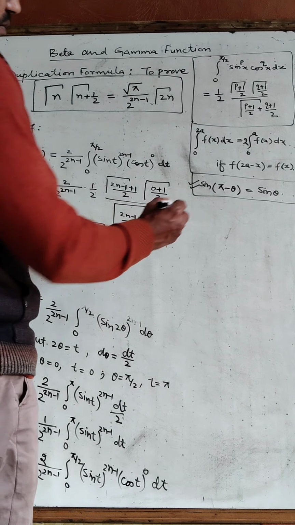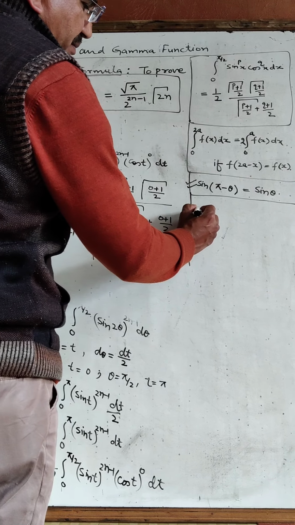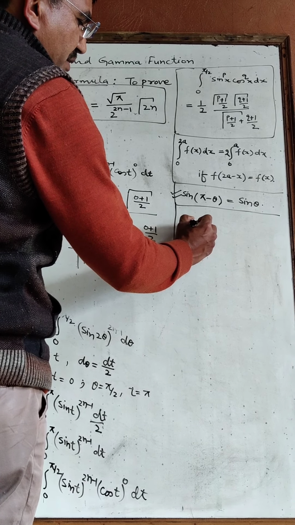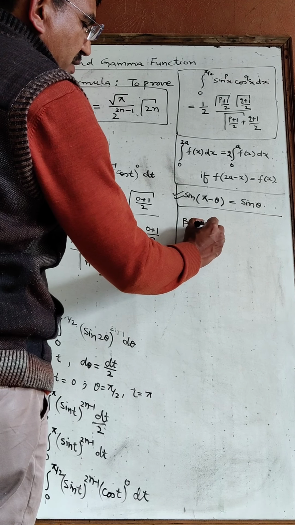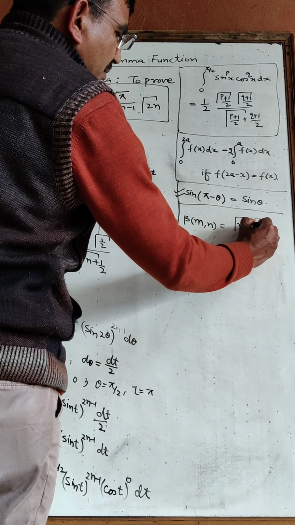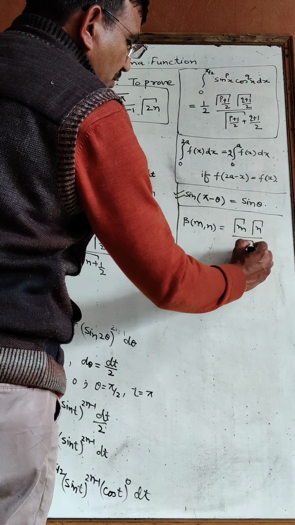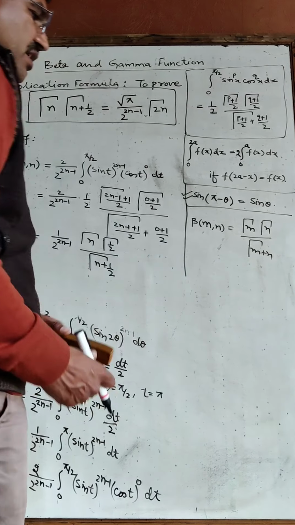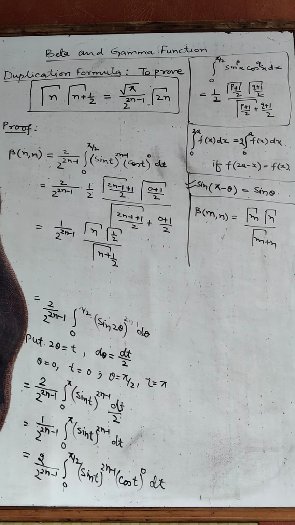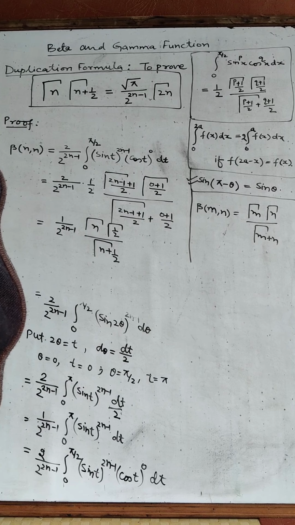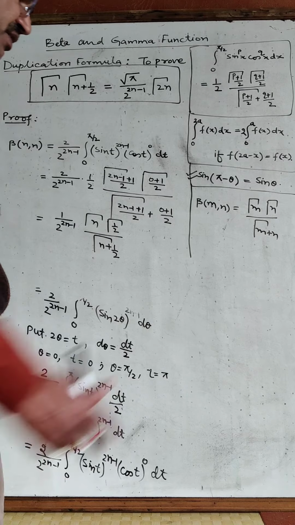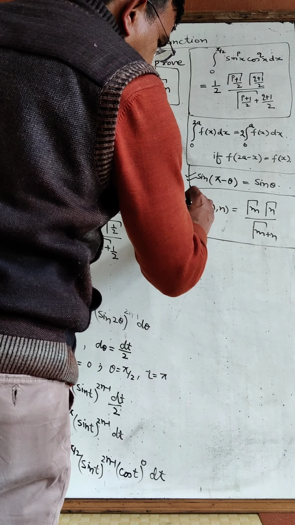Also we have found the relation between beta and gamma function. What was the relation between the two? The relation between beta and gamma function was beta of m, n is equal to gamma of m gamma of n over gamma of m plus n. In our last lecture we proved that relation between beta and gamma function, that is beta of m, n is equal to gamma of m gamma of n over gamma of m plus n. So we will use this result here.